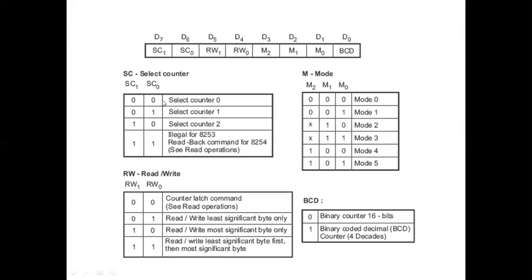Reading while counting. The 8253 timer has a command for latching the content of a counter to read the count value without stopping the counting. The device has a special internal logic to achieve this. The count value can be read after loading a control word in the control word register. The bit pattern for the control word for this operation is as follows. M2, M1 and M0 are not defined in reading while counting.